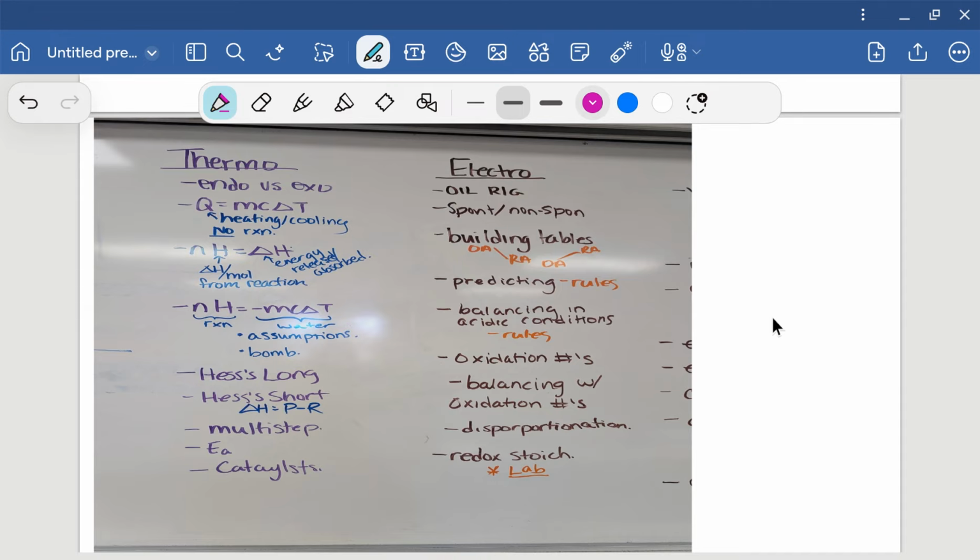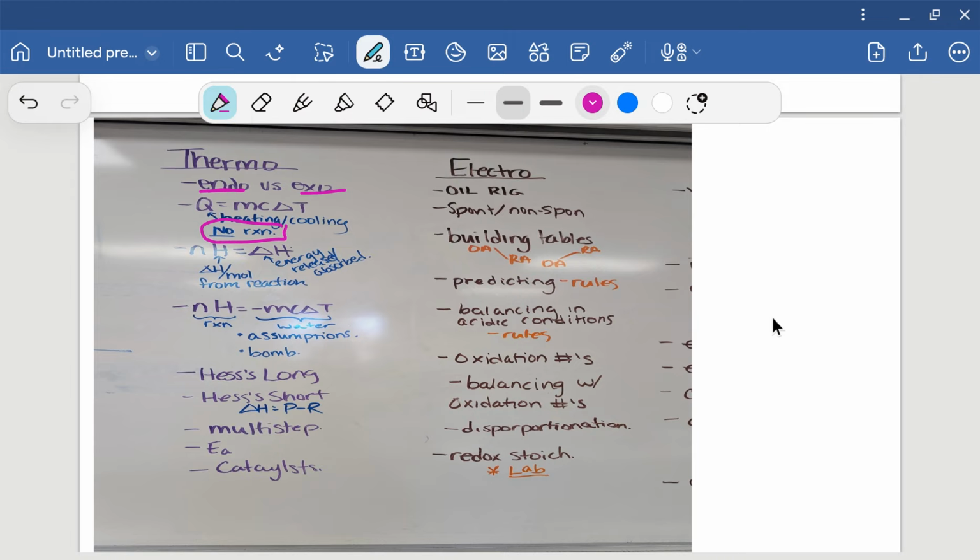Some start with organic, but usually thermo. So starting off, you want to know the difference between an endo reaction and an exo reaction. So did you absorb energy or did you release energy? Then you have to know this formula, Q equals MC delta T. This is only if you're heating or cooling a substance. So there is no reaction. So it's like aluminum got heated up. What would the temperature change be, or something along those lines?